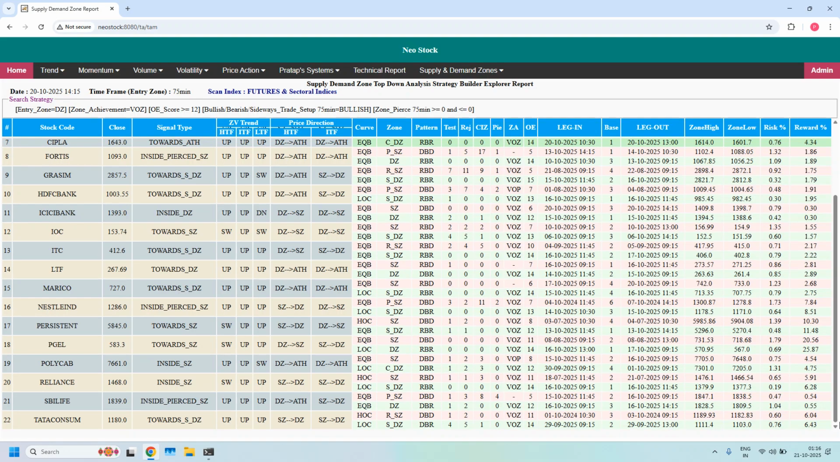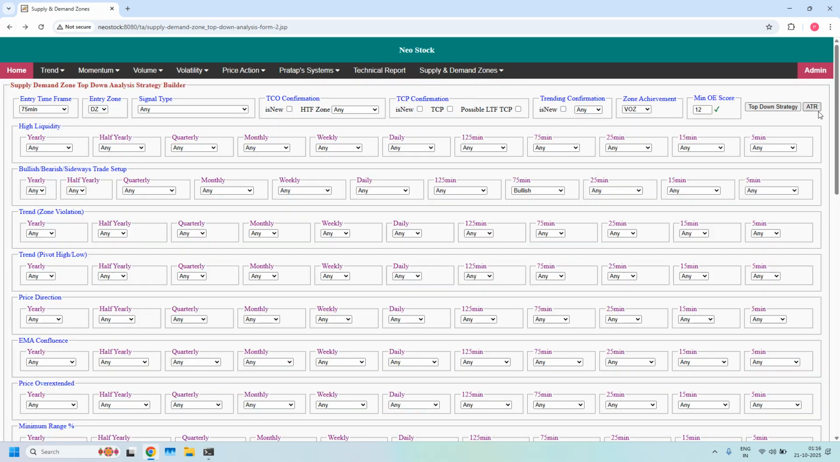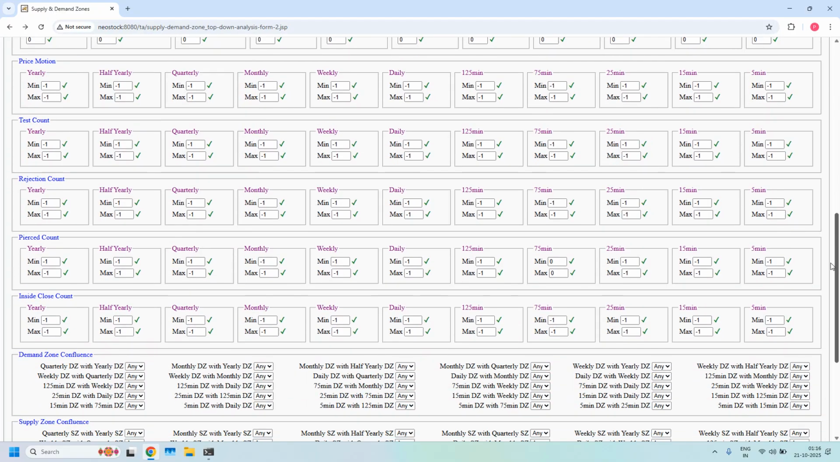Out of these 22 75 minutes demand zones, there might be some high probability trade setup 75 minutes demand zones available. We need to filter them based on 2 different zone confluence and EMA confluence strategies that we learned in lesson 27. First strategy, LTF and ITF supply zone confluence, and then ITF supply zone with ITF EMA confluence. Let's apply that strategy.